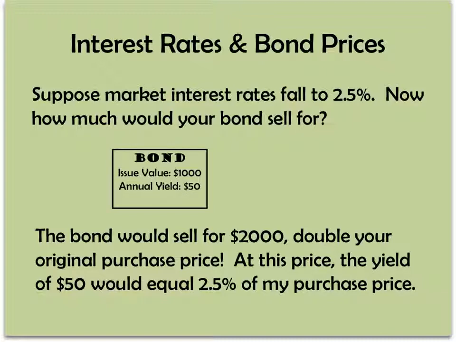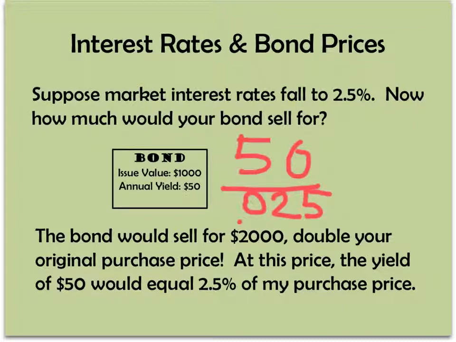So let's apply our formula. We get $50 and the new rate is 0.025 or 2.5%. Well, gosh, 50 divided by that is $2,000. Because the rate fell by half, your bond price increased twofold.